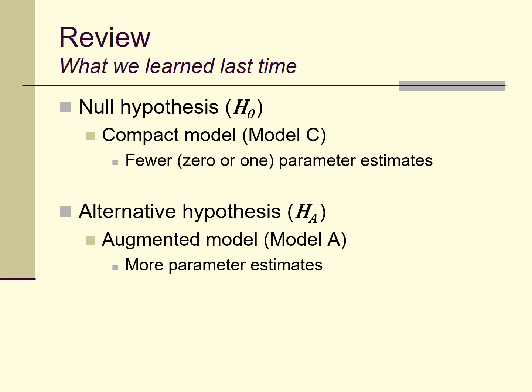Now the other model is the augmented model, or model A, and this is the model we connect to our alternative hypothesis. So that alternative hypothesis might be there is some difference between two groups on an outcome variable, or there is some correlation between a predictor variable and an outcome variable. The augmented model is called augmented because it has, relative to the compact model, more parameter estimates. It might have 1 more, it might have 2 more, but it has some amount more than the compact model does.